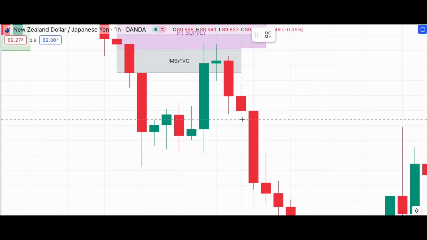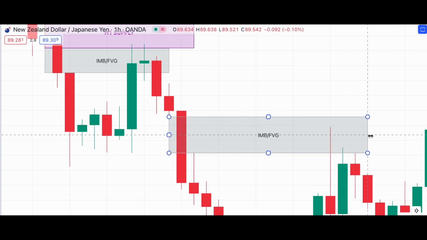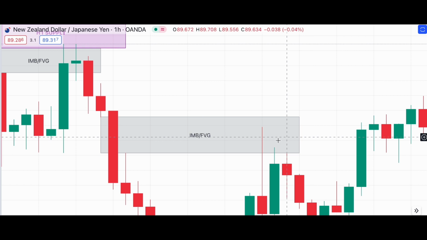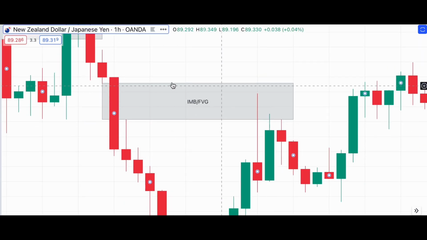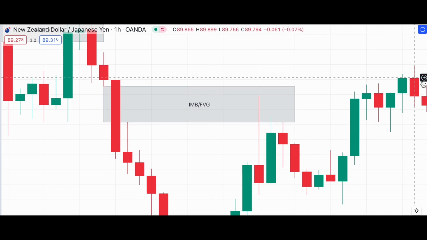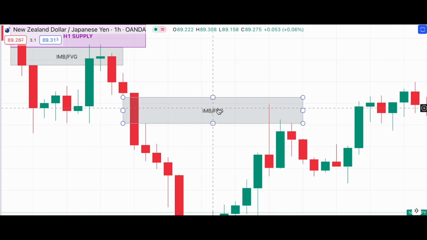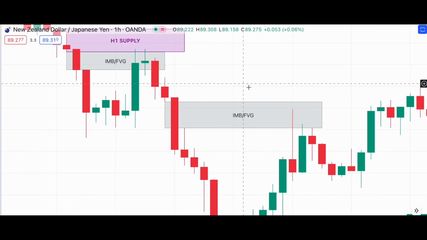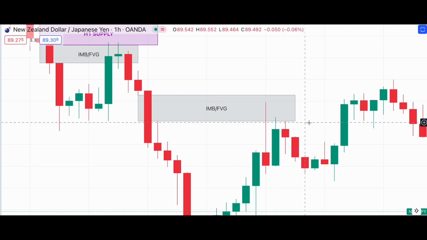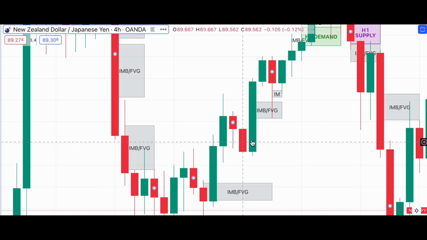Right here we have another imbalance again. The imbalance forms, and it looks like this reaction is from the imbalance. So sometimes it works. Sometimes the imbalance will work before the zone, but sometimes it will not. If you take the imbalance as our entry zone, the risk is higher, because your stop loss might get higher or lower. So I personally prefer to take the supply and demand zone as the entry.